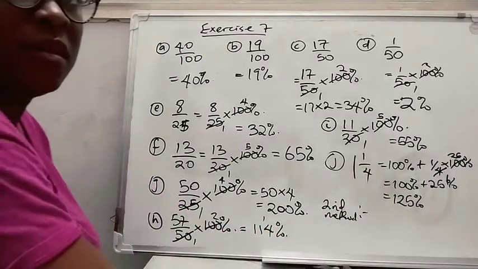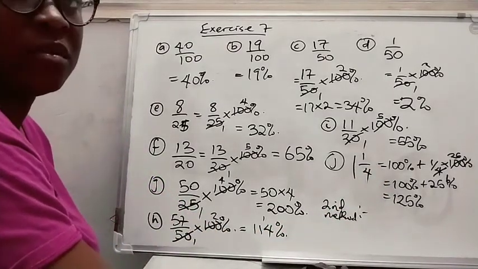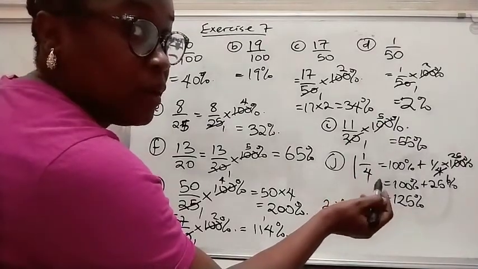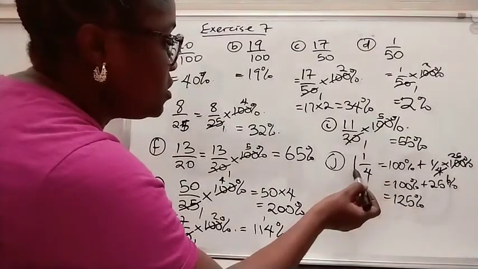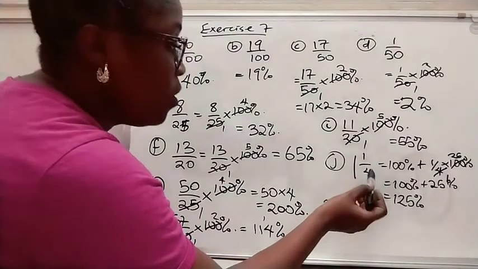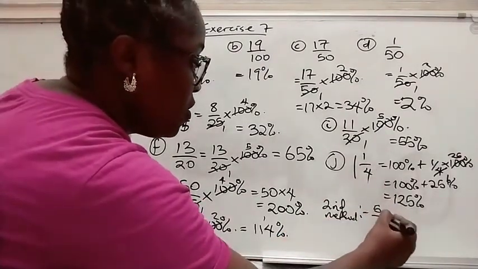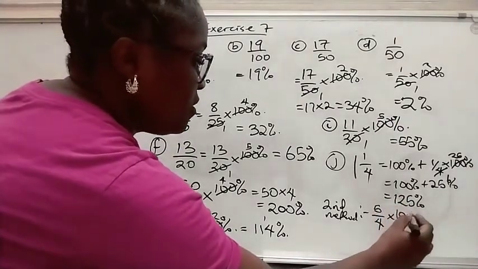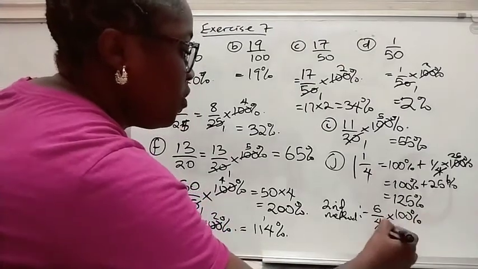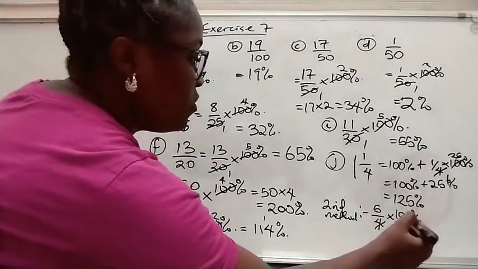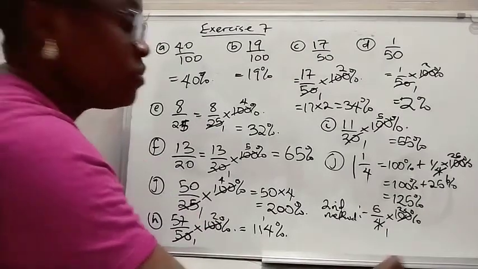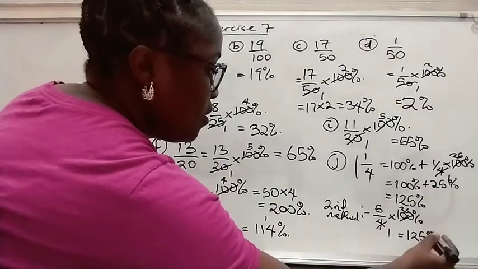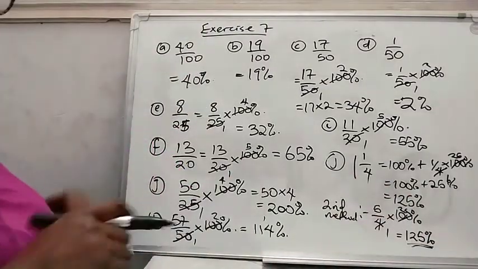The second method will convert the mixed fraction to an improper fraction. So remember, it's the whole number times the denominator plus the numerator, all over the denominator. So 1 times 4 gives us 4, plus 1, giving us 5 over 4. Converting this to percentage, 4 goes into 4 one time, 4 goes into 100 25 times. So 25 times 5 gives us 125%.